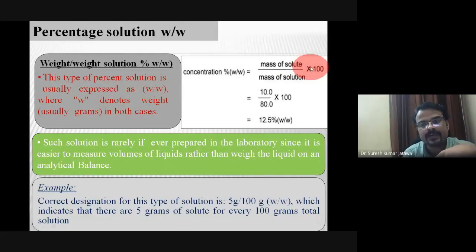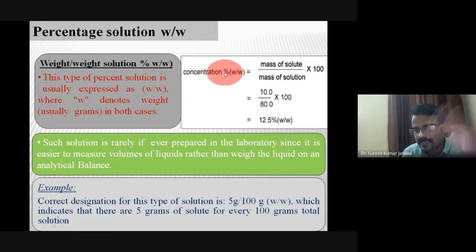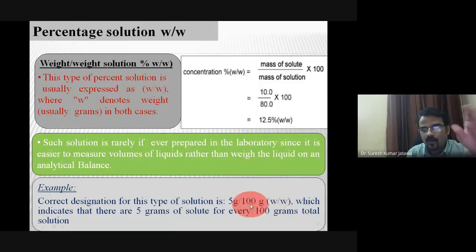Why are we multiplying by 100? Because it is a percent solution, and percent is parts per 100. That's why we are multiplying it by 100. We can see it with an example. The correct definition of this type of solution is 5 gram per 100 gram weight by weight. If you have a solution that denotes 5 gram per 100 gram weight by weight, what does it mean? It indicates 5 grams of solute for every 100 grams of total solution.